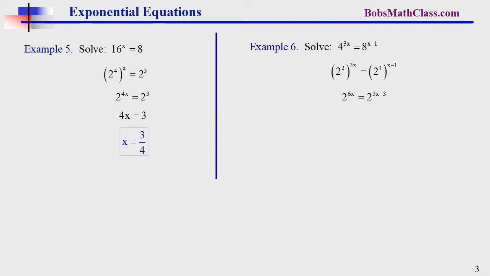Our bases match, so we've got to match our exponents. There's our equation. Subtract 3x on both sides, so we get 3x equals -3. And then divide by 3, and you should get x equals -1.